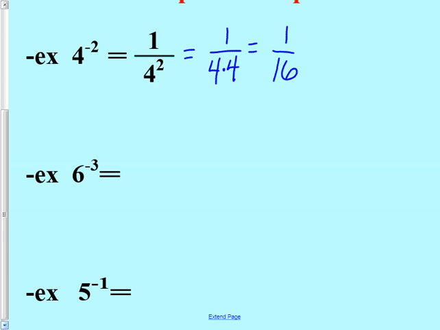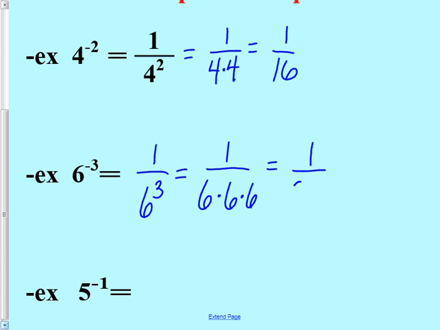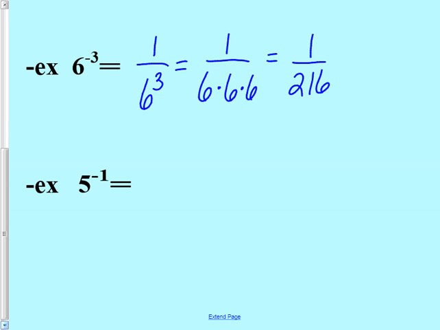6 to the negative third power is equal to 1 over 6 cubed. So 1 over 6 cubed means 1 over 6 times 6 times 6, which is going to be 1 over 216. And last but not least, 5 to the negative first power is going to be equal to 1 over 5 to the first power, or 1 over 5.